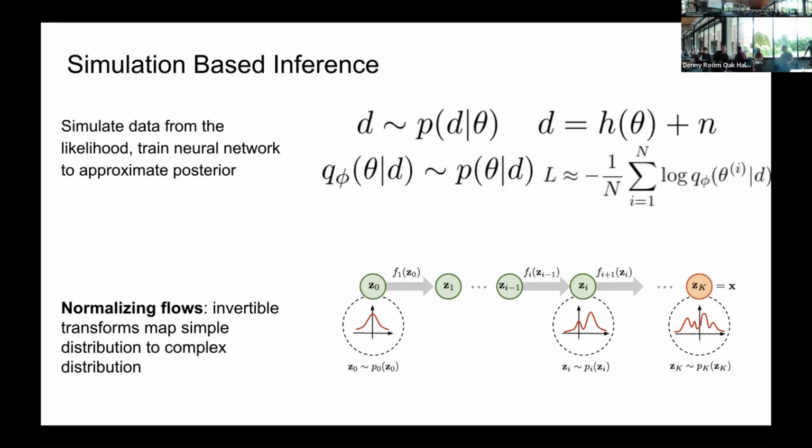And so we've been using normalizing flows, where you essentially map some simple distribution to a more complex distribution. And then via determinants and Jacobians, you can sample from your simple distribution, pass it through your network, and get posterior samples.